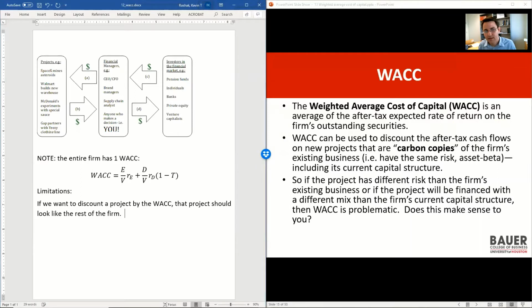If it doesn't, then it's the wrong discount rate. What do we mean by this? That it looks like the rest of the firm. In the slides, we call this a carbon copy.